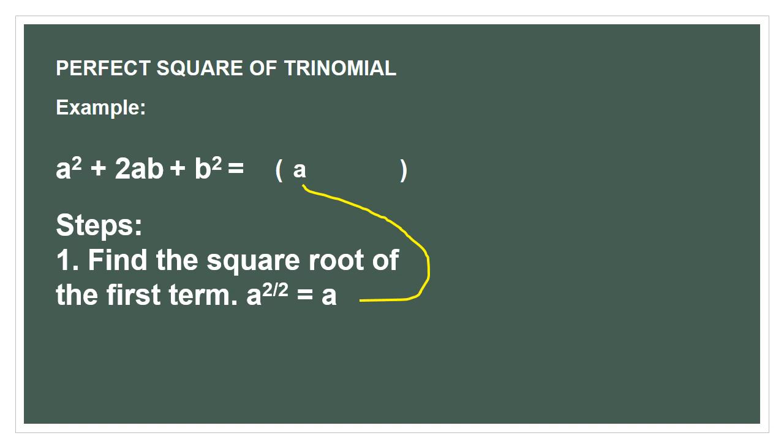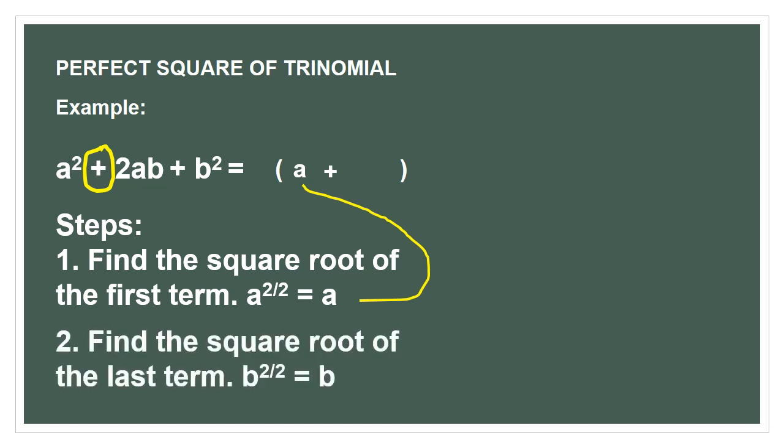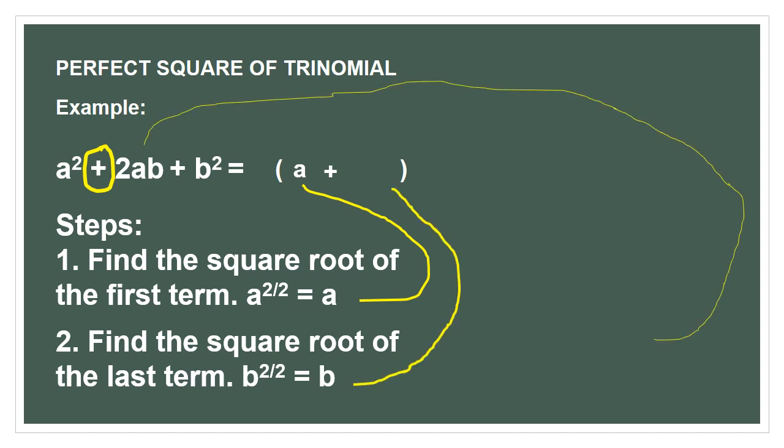So, we have a. Number 2, okay, wait muna. Nakikita nyo ba yung binilugan ko? It is plus. If the sign of the middle term is plus, the sign of our binomial factor is also plus or positive. Okay? Next, find the square root of the last term. Ang last term natin is b squared. I-divide lang ang ating exponent sa 2, then it is equal to b. Okay? Sulat naman natin yung b doon as our second term of the binomial factor.